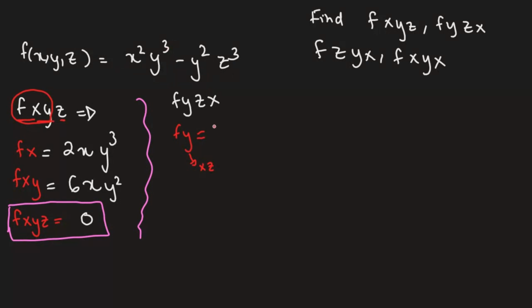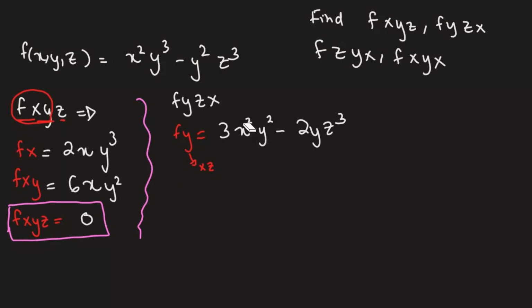So bringing the 3 down and subtracting 1 from it becomes 2. And this is a constant, going to stay in there. Oh, I should have used white. Let me change the color. So this is 3x squared y squared. We're differentiating y, this is a constant.